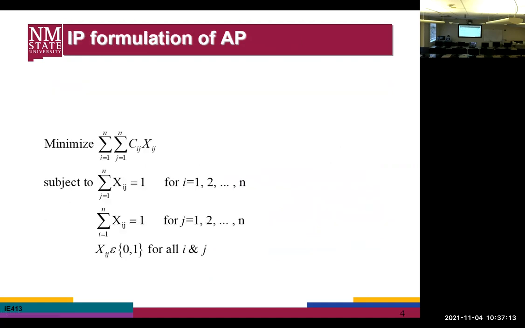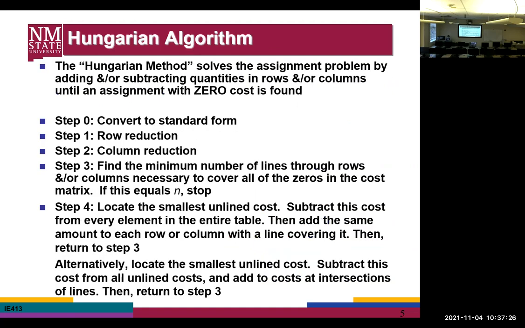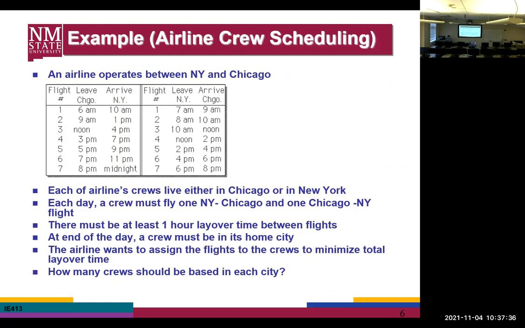Okay. So these are the general formulation of the assignment problem. You know, we have 2 sets of constraints, right? And this screen just summarizes the Hungarian algorithm. So let's take an example for the assignment problem first, okay? And then later on, we're going to give you another example for the transportation problem.